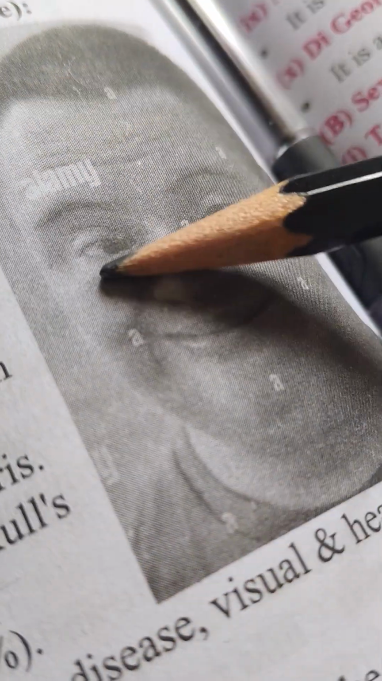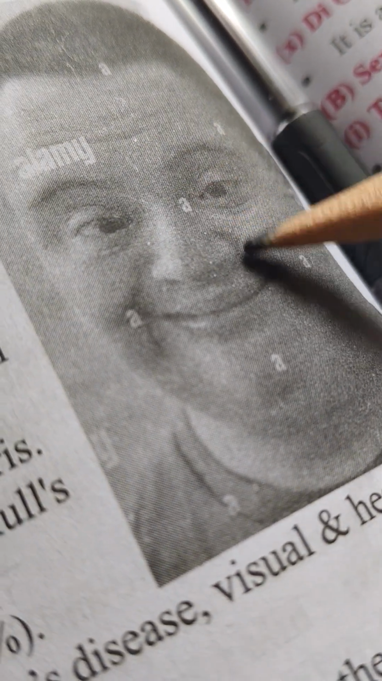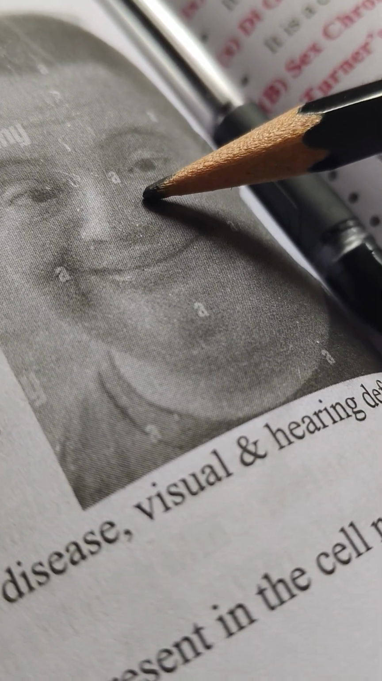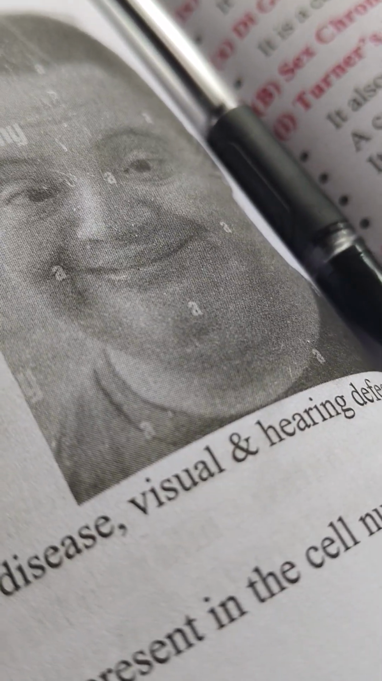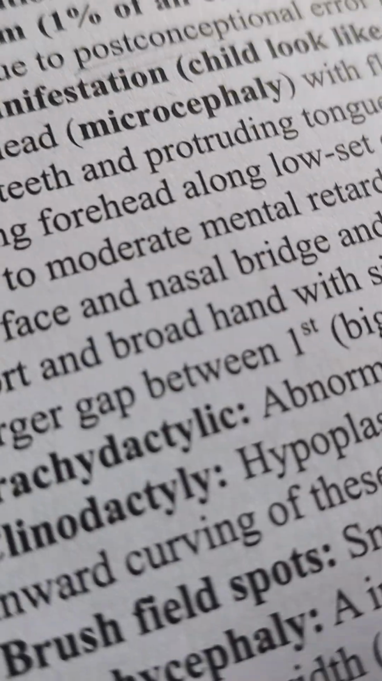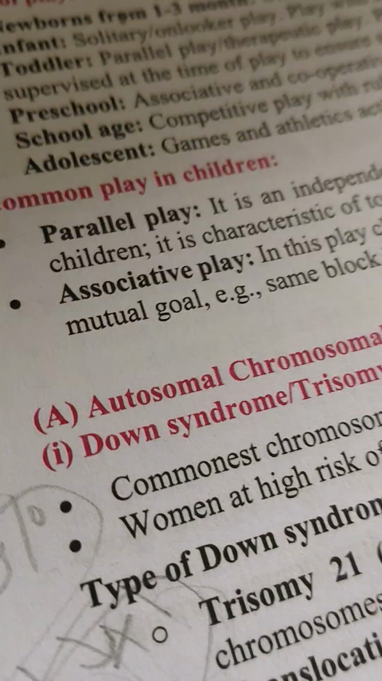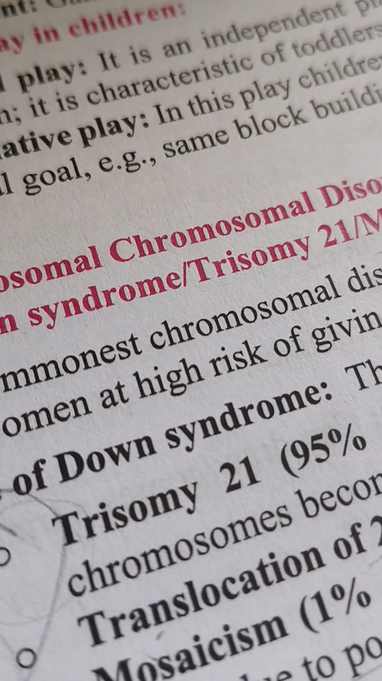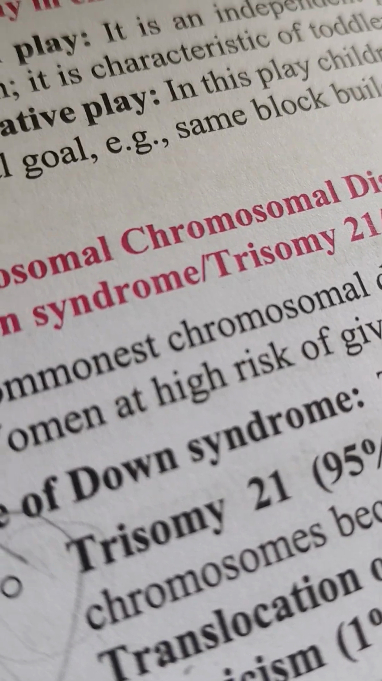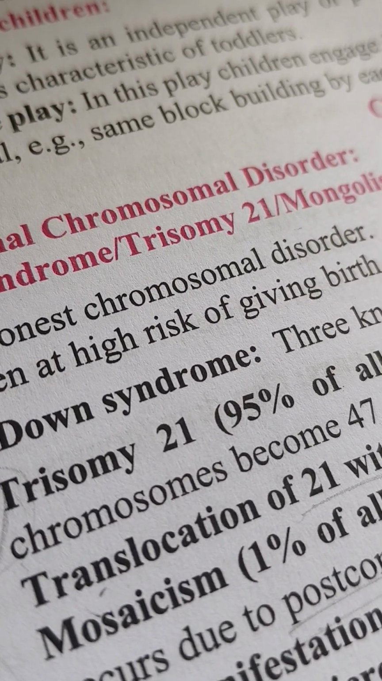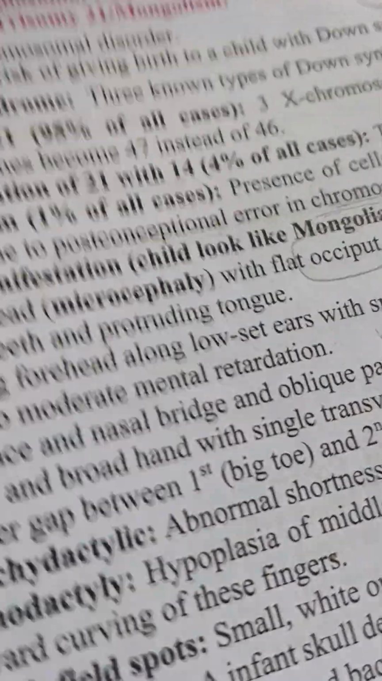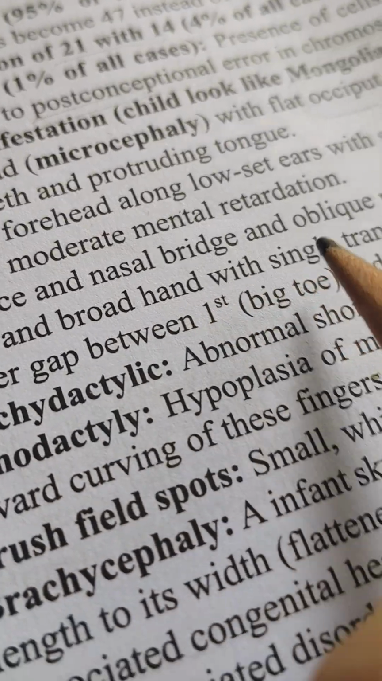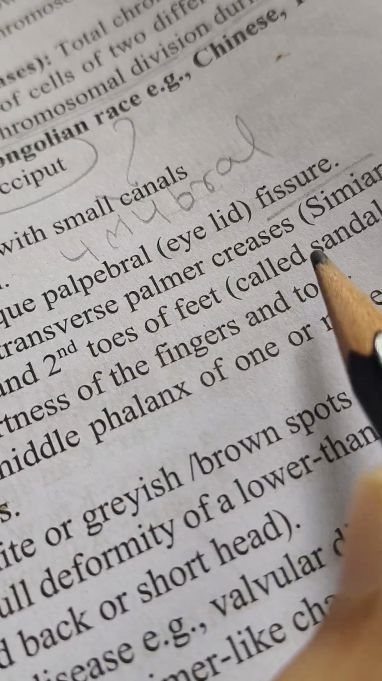That is the flat face. Nasal bridge is also flat. Flat face and flat nasal bridge. And there is oblique palpebral eyelid fissure. There is short and broad hand with single transverse palmar creases.